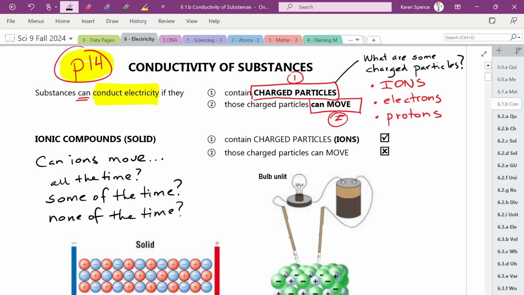Now, when I say chat with your partner about this, that means chat about this, not about other random things. Understood? There will be time for random chat later. Go. Can ions move all the time, some of the time, none of the time?